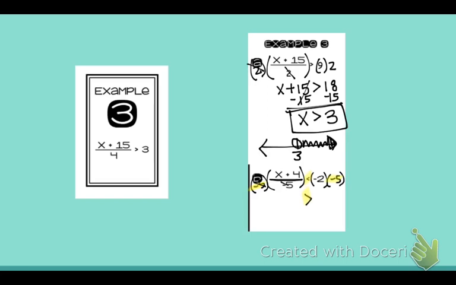The negative 5 and multiplying and dividing cancels here, so I bring down my x plus 4. And then negative 2 times negative 5 is positive 10. I'm going to subtract 4 from both sides, and I get x is greater than 6. So now my solution set is all the numbers to the right of 6. Open dot, so 6 doesn't work, but any number such as 7, 8, 9, 10, 11, and so on.